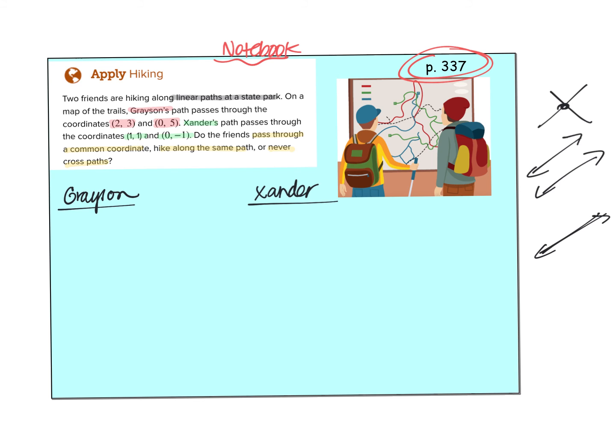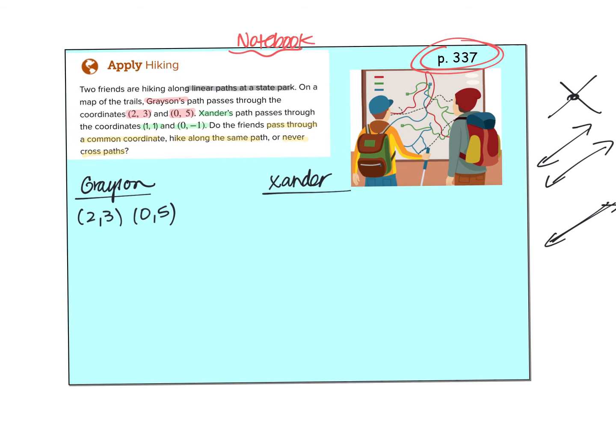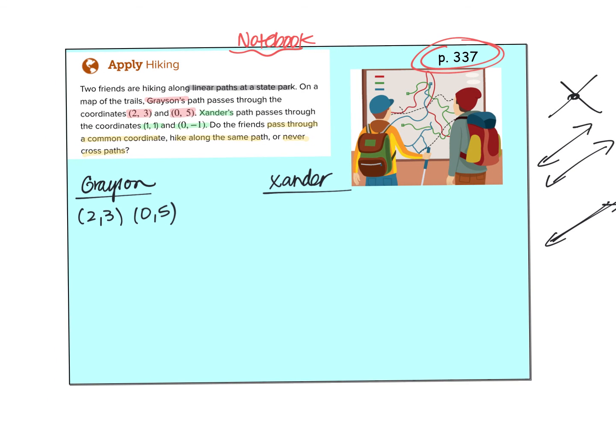Okay, now typically they're going to give you one a little bit easier one. So let's start with Grayson. He goes to the points (2, 3) and (0, 5). The first thing I know about Grayson right away is his y-intercept is (0, 5). I'm just going to write that down over here.